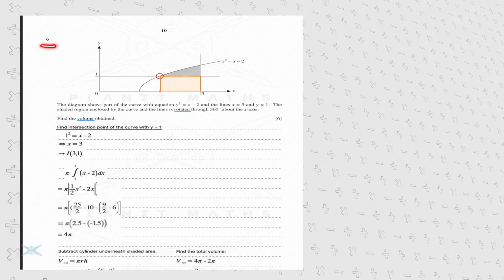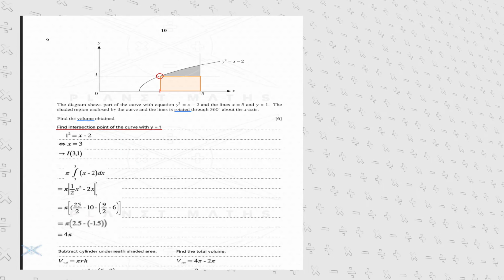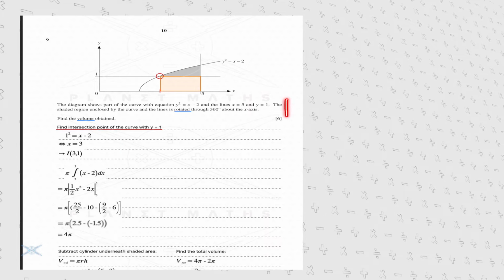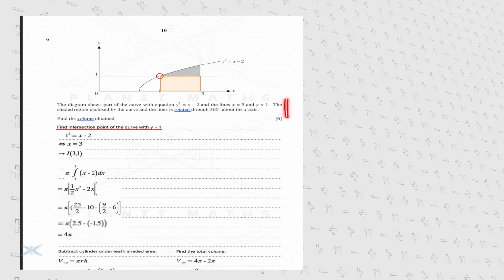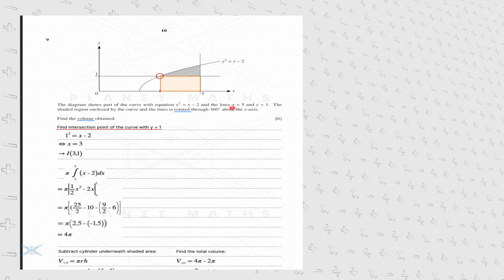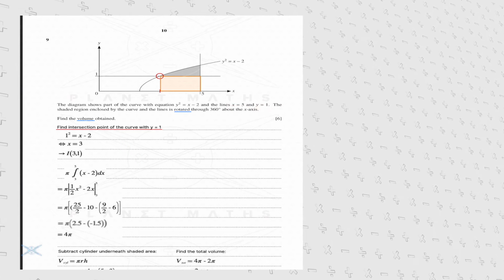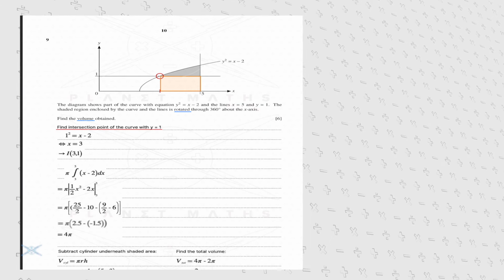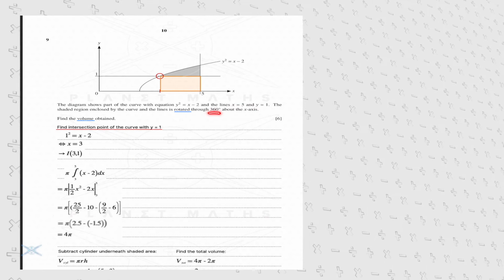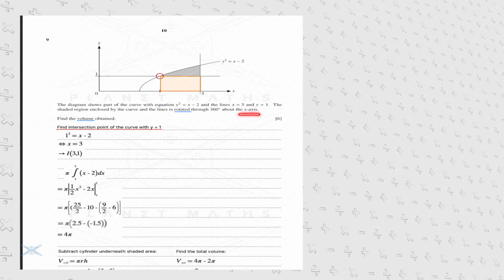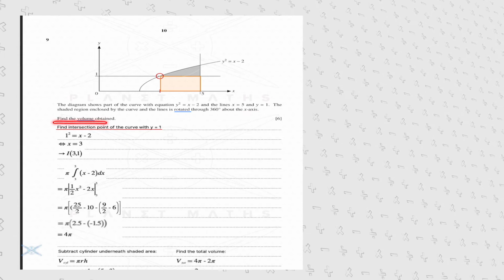Next on to exercise 9, where we are provided with a graph that shows part of the curve with the equation y squared equals x minus 2 and the lines x equals 5 and y equals 1. The shaded region enclosed by the curve and the lines is rotated through 360 degrees around the x-axis. We are supposed to find the volume obtained.